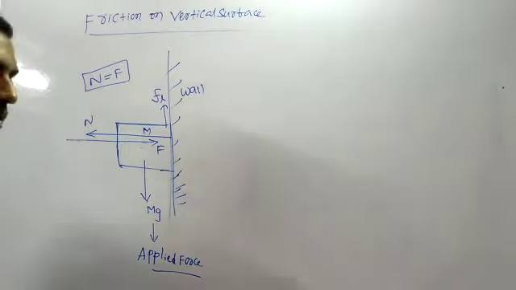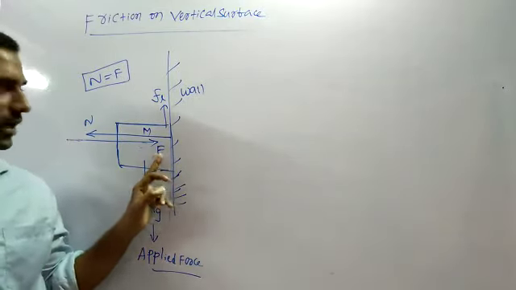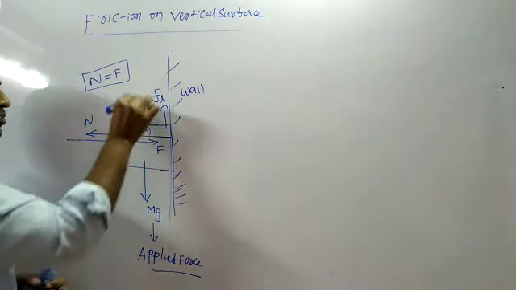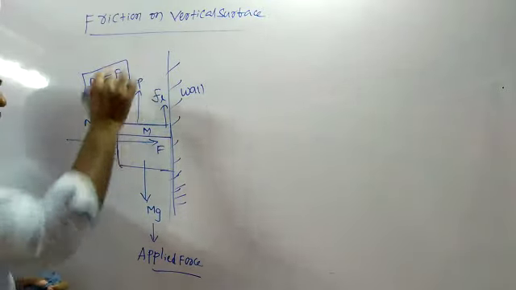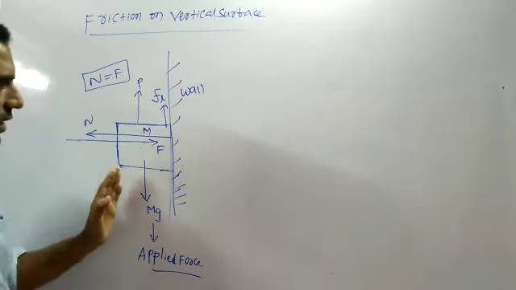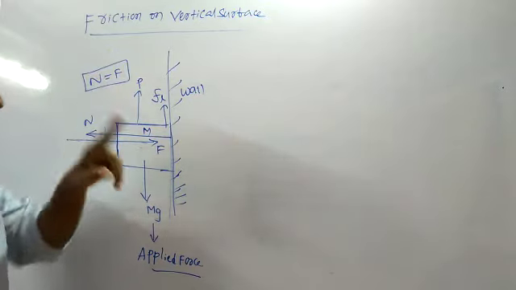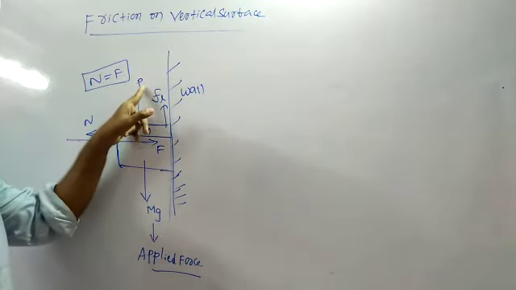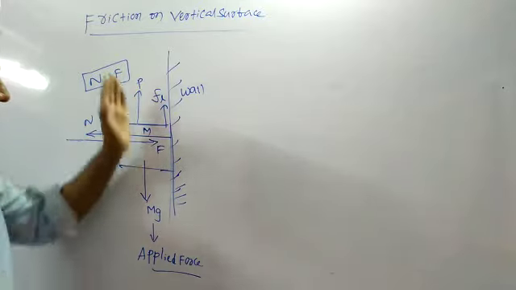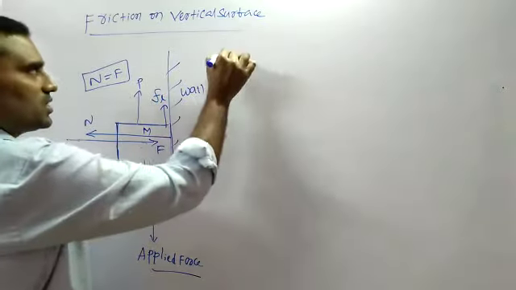Next, another concept. In addition to the horizontal force, another force P is acting vertically upwards, along the wall. We are applying two forces here: the horizontal force F and another force P. Now, what are the cases? First case.